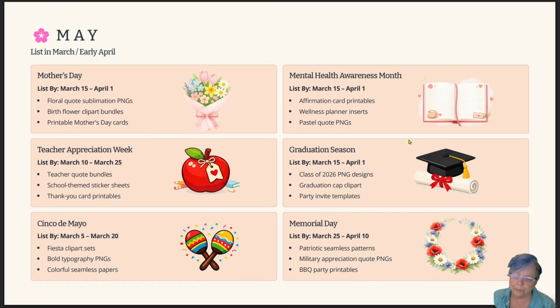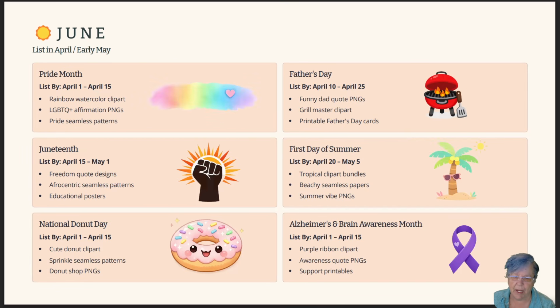All right. And then I skipped right past June. Let's hit June. These you should be listing in early to mid-April. We have Pride Month in June, Father's Day, Juneteenth, first day of summer. My personal favorite, my husband happens to own a mini donut food trailer, so National Donut Day is my favorite. And then we have Alzheimer's and Brain Awareness Month. These should all be worked on now and ready to list by early to mid-April.